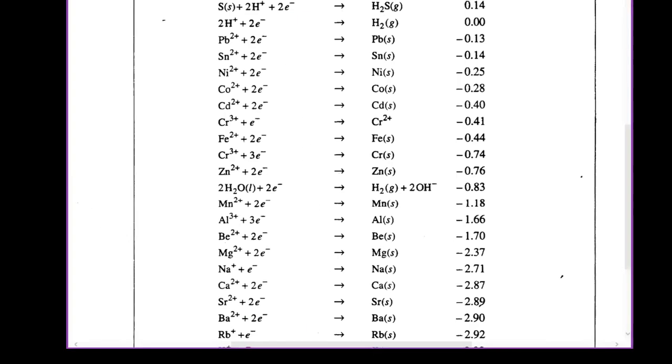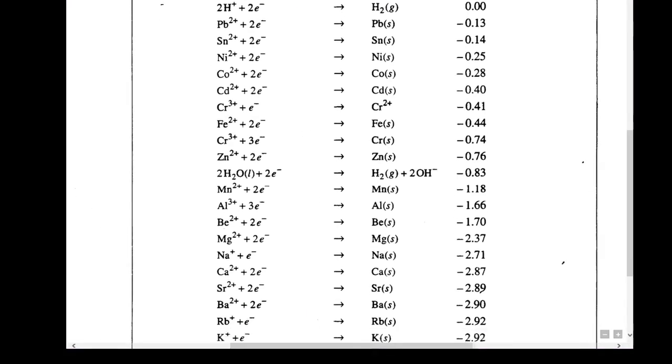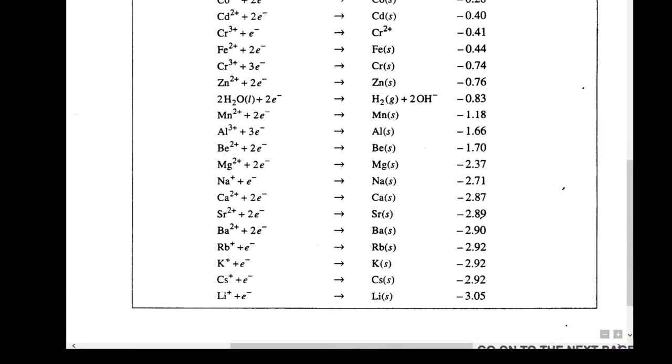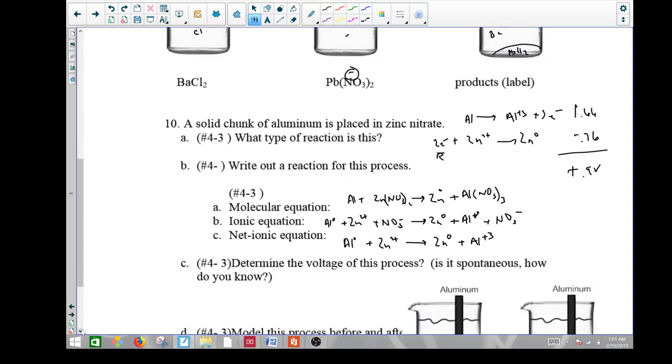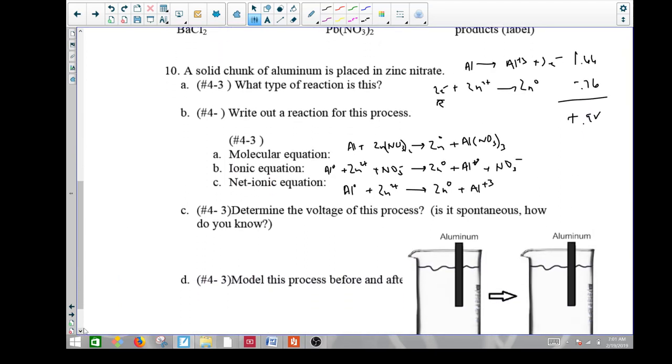So I'll sit with the aluminum. Let's see. There's aluminum right here. Now that's reduction. I got to flip it for the oxidation, and that's a positive 1.66 volts. Alright, so we have a positive, looks like 0.9 volts, and it will run. Alright, so I just answered the next question, and then we'll draw a picture out, and then we'll be all done. Okay. Determine the voltage of this process.